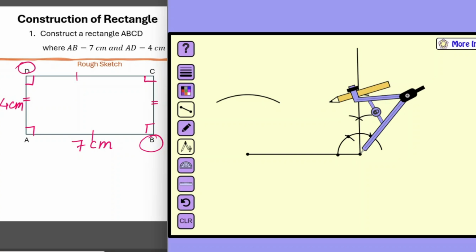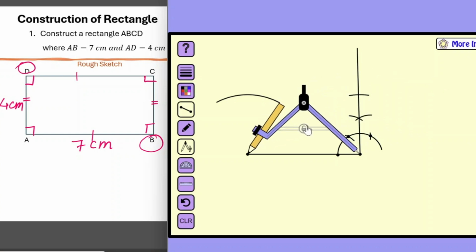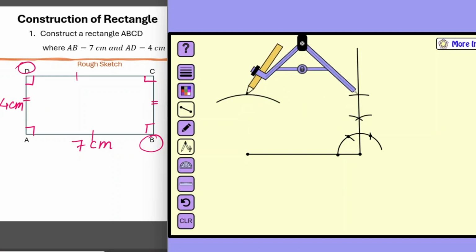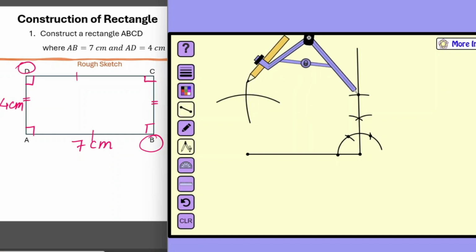So for that I know the length of line segment CD, which is 7 centimeter. So I'll make an arc of radius 7 centimeter in my compass. This time I'm not using a ruler because this line segment is already 7 centimeter. Put my compass over here and cut the arc drawn previously. The point of intersection between these two arcs is point D, so I'll join these line segments here.